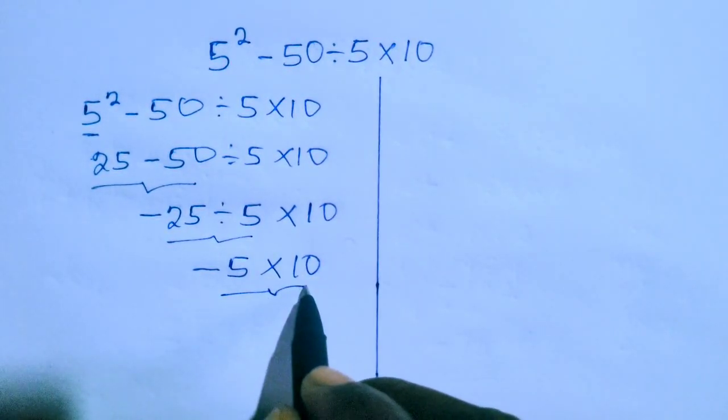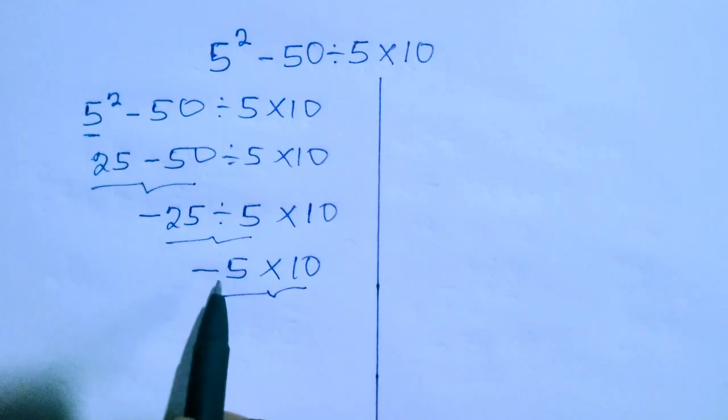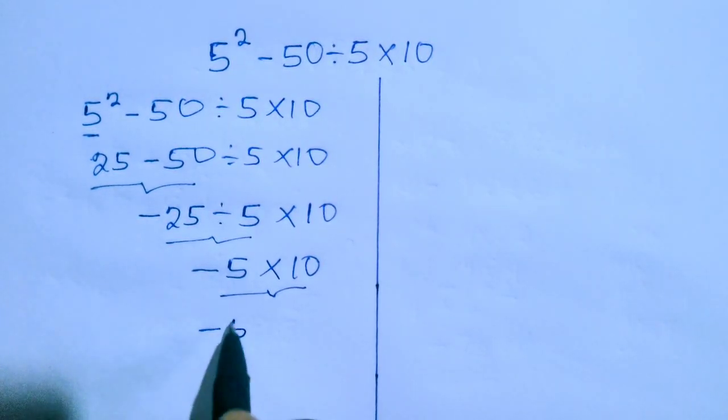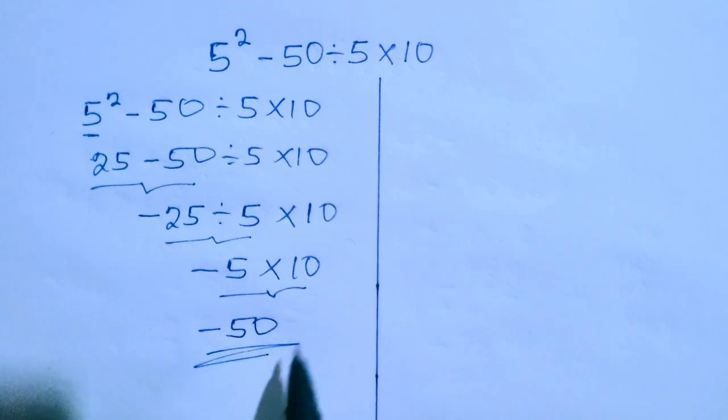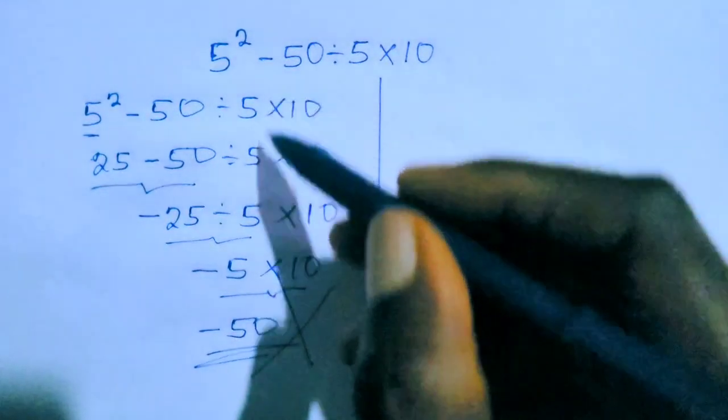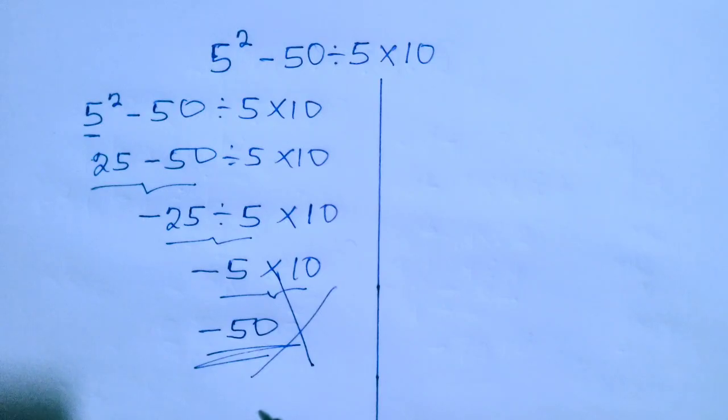Then lastly they consider multiplication. Minus 5 multiplied by 10 gives minus 50. But this answer is wrong. Therefore, this first approach here is completely wrong. Don't make this mistake again.